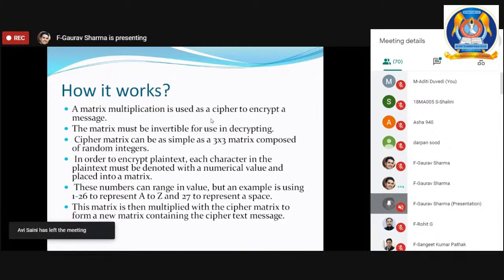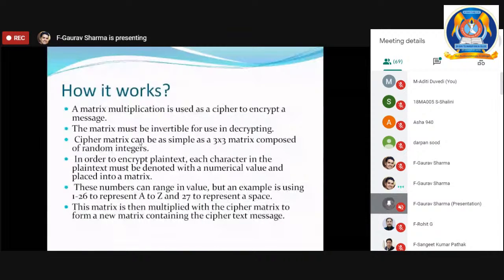So we will multiply by the inverse of that matrix so that we can get the original message in matrix form. So the matrix must be invertible for use in encryption and decryption. The cipher matrix can be as simple as a 3 cross 3 matrix composed of random integers. The cipher matrix can be any matrix. We can take any matrix which is invertible. For one particular software, it is just a simple 3 cross 3 matrix, or any other.